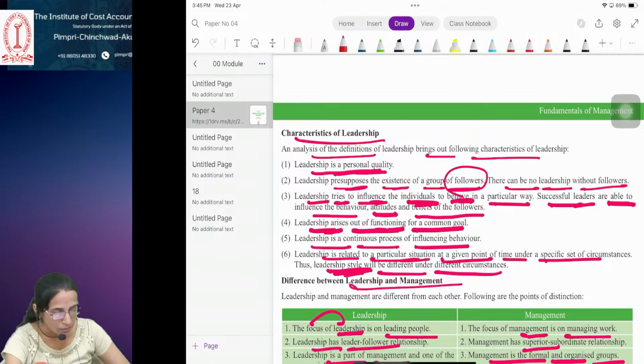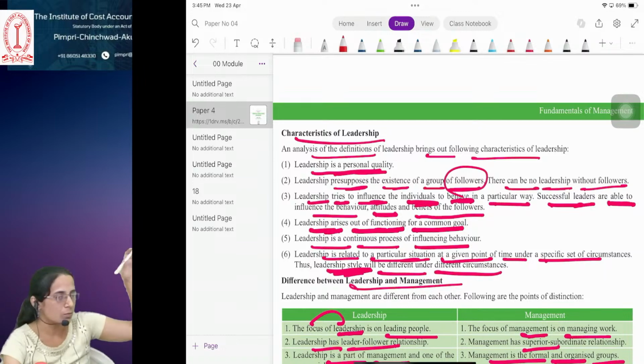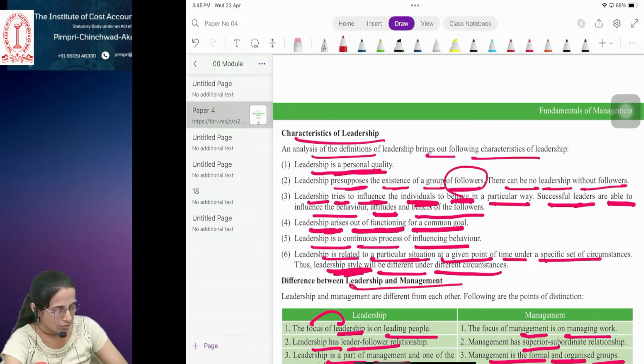Next is leadership style in the managerial grid. What they are saying is there is a grid. Grid means what? A square box. We will see how the leadership style in this square box is impacting. The grid has two dimensions: concern for people and concern for production.